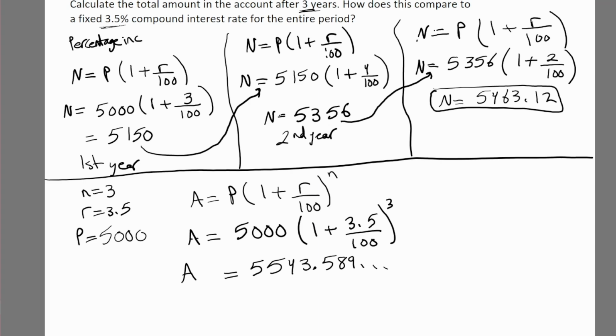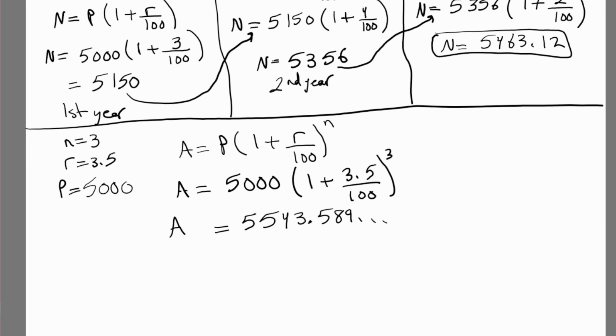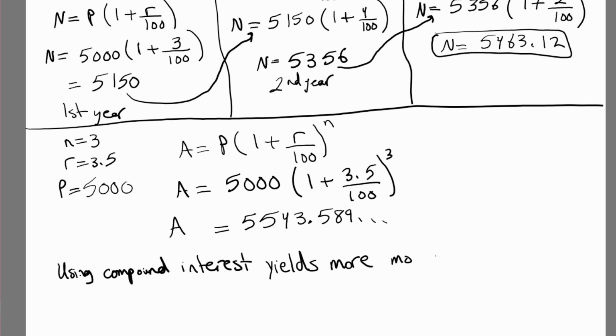So how does it compare? We can just write down that using compound interest yields more money at the end of the 3 years.